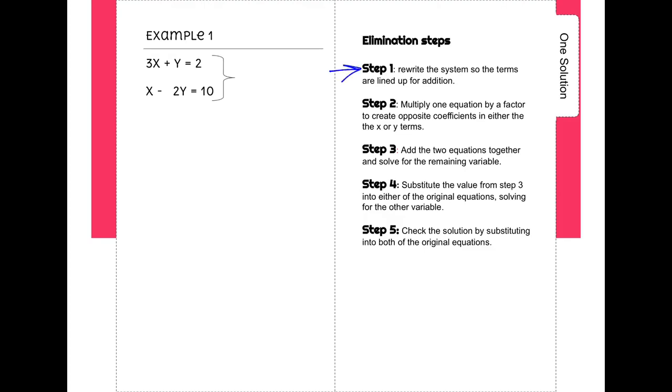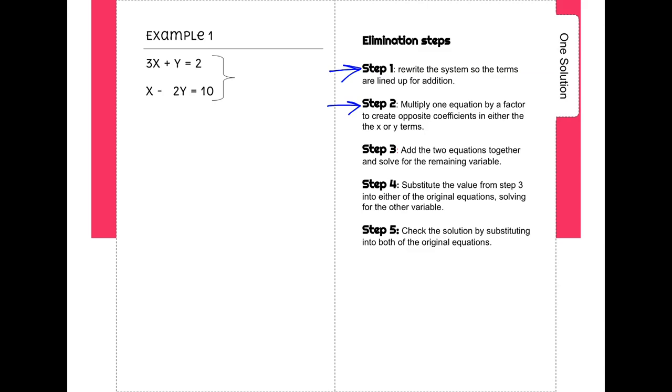Step 1 for solving by elimination says to rewrite the system so that the terms are lined up for addition. So our x terms are lined up and our y terms are lined up. And then on the other side of the equation, our constant terms are lined up. So we are ready to go and step 1 is complete. Step 2, now that we're lined up, says to multiply one equation by a factor to create opposite coefficients in either the x or y terms.